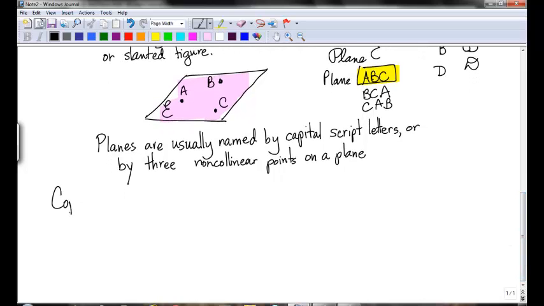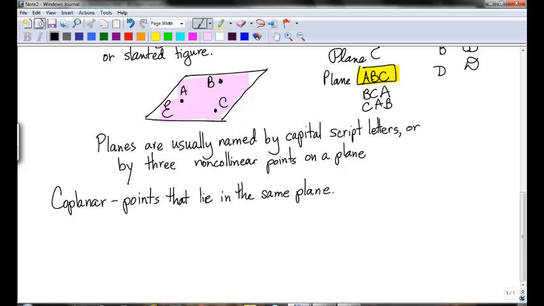The next thing the author defines is coplanar. Coplanar are points that lie in the same plane. Okay? Points that lie in the same plane.